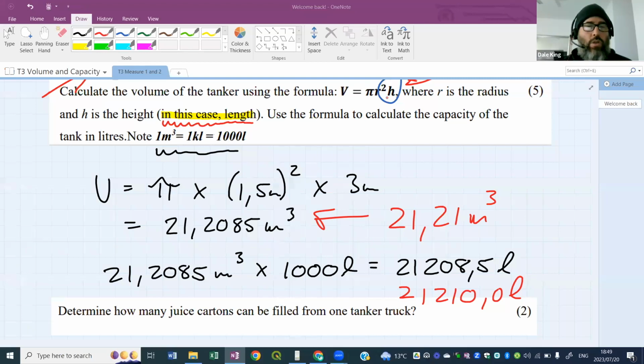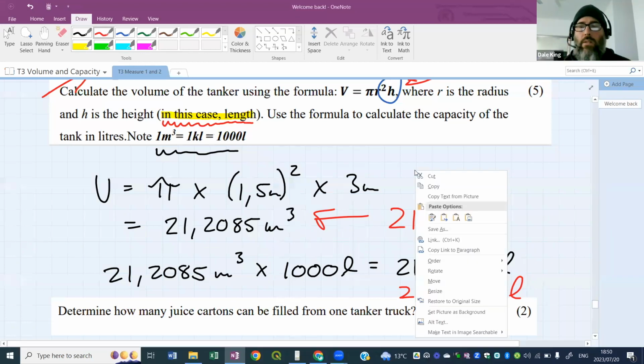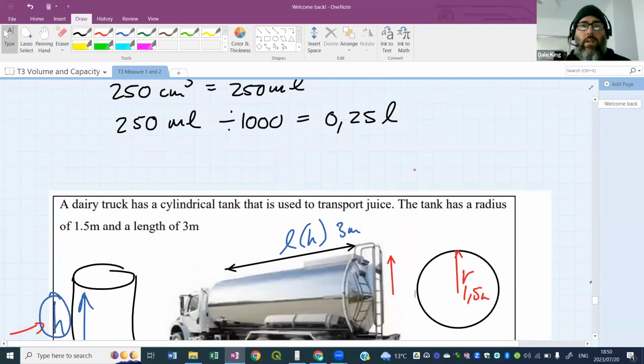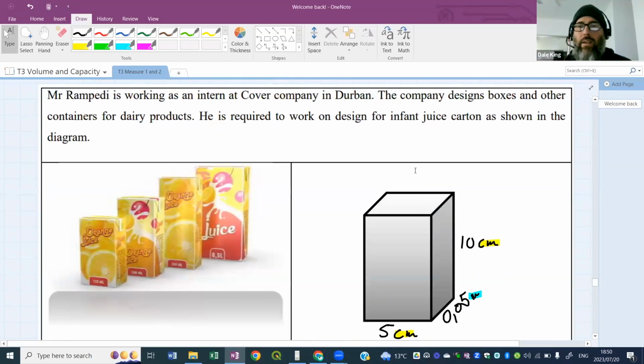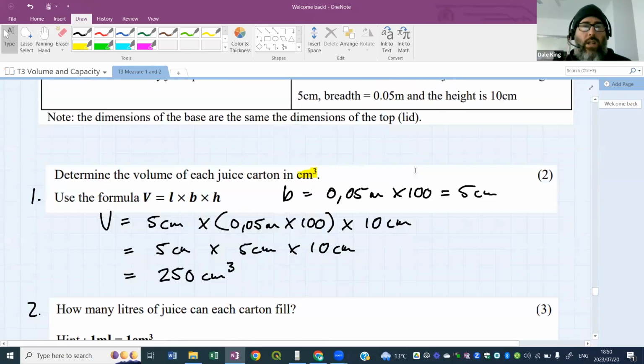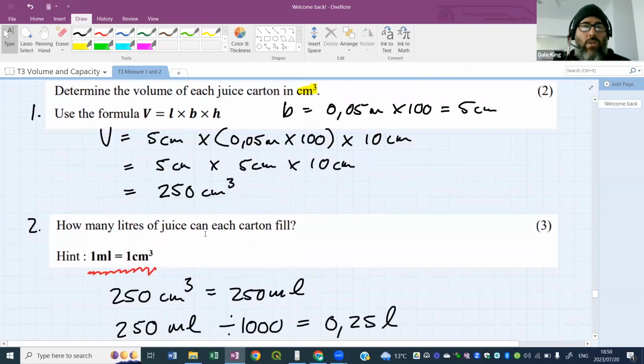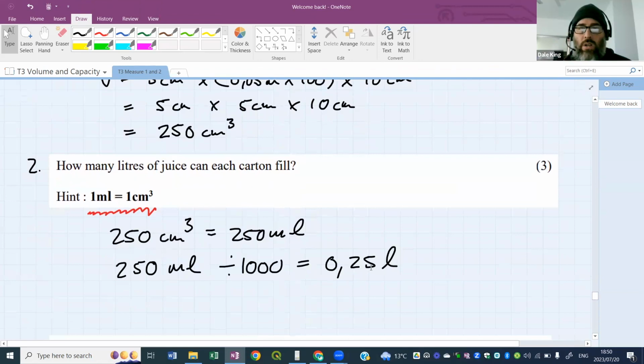Determine how many juice cartons can be filled from one tanker truck. Now, what are they talking about? It's a linked question, ladies and gentlemen. Do you remember our carton that we were working out? It's the same company. Question 2 said, how many liters of juice can each carton fill? Each carton has 0.25 liters of juice.